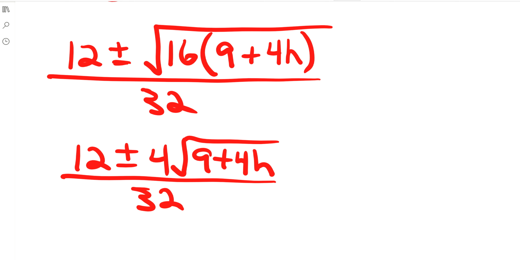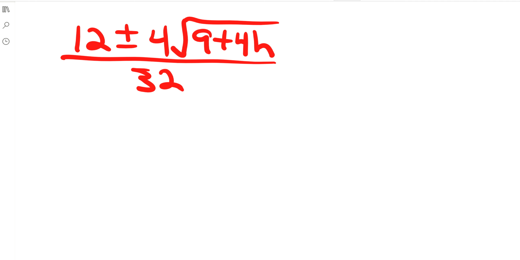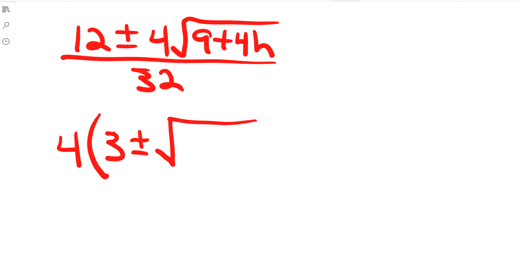Now we can simplify this a little bit. I'm going to stick with what the book's doing. I'm going to factor out a 4 between the 12 plus or minus 4. I take out a 4, and then I put back 12 divided by 4 is 3, plus or minus 4 divided by 4 is 1. I don't have to write anything for that, but I do have to put back the square root of 9 plus 4h.